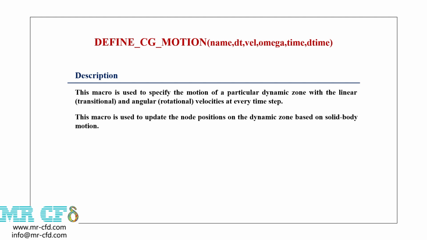Now, let's examine a few examples of macros from the dynamic mesh category. For instance, the define CG motion macro is used to define the motion of a dynamic zone in the computational domain of the model. Using this macro, we can define a dynamic motion with a specified translational or rotational velocity at each time step of the solution process. ANSYS Fluent software uses these velocities to update the spatial position of the concerned zone as a rigid body motion.